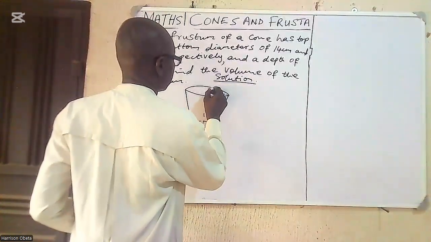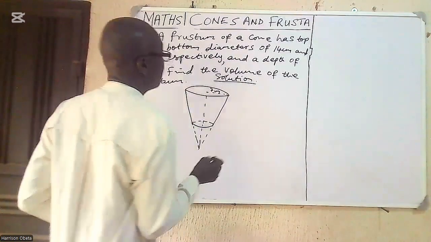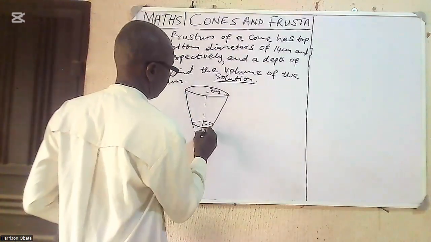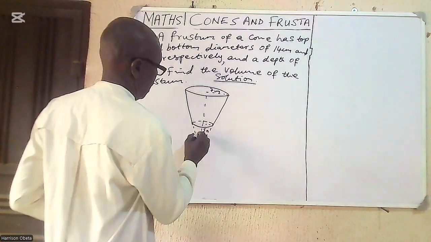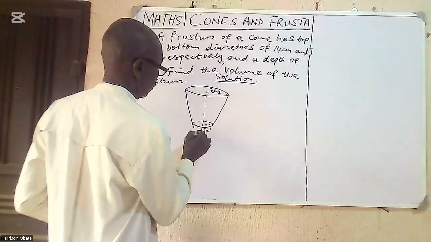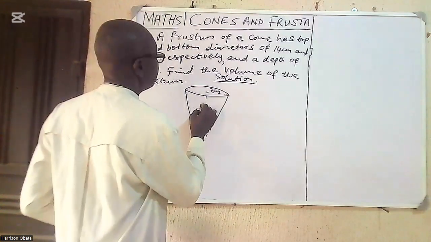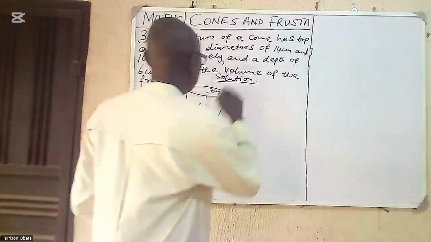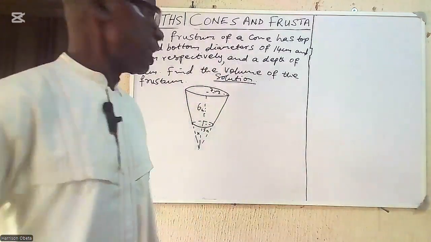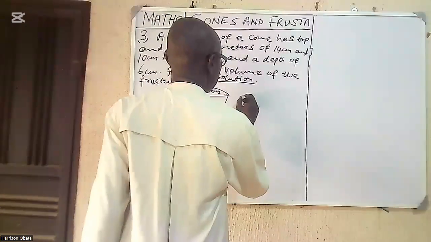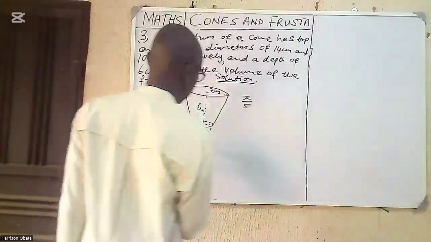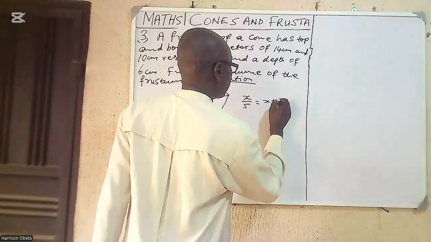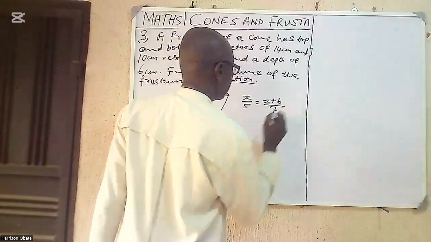We have this as 7 cm, but diameter is 14. And then this one, 5 cm. And then let us use x to represent the height. The height here is 6 cm. Okay, so using similar triangles as usual, we have x over 5, that is this over this, is equal to x plus 6 all over 7.